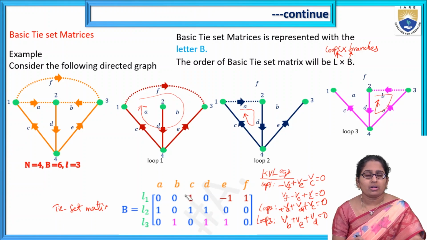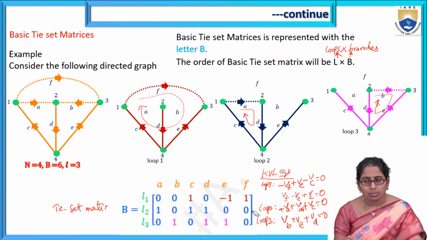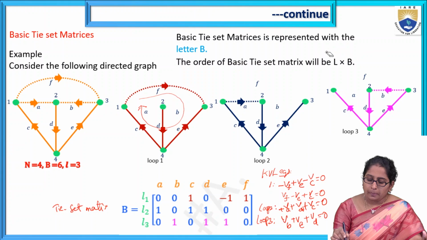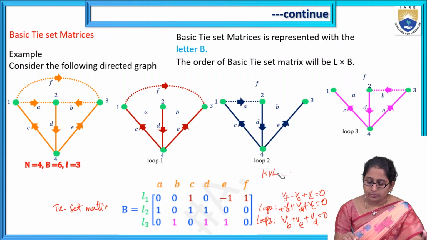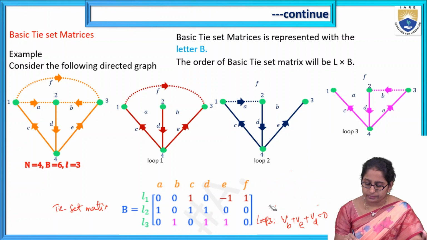Order of the tie-set matrix is given by number of loops over number of branches. So by knowing that order, you can simply put those KVL equations' coefficients in the matrix. So that is how the tie-set matrix is formed.